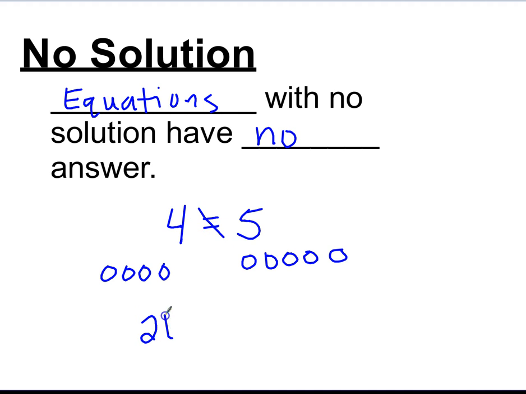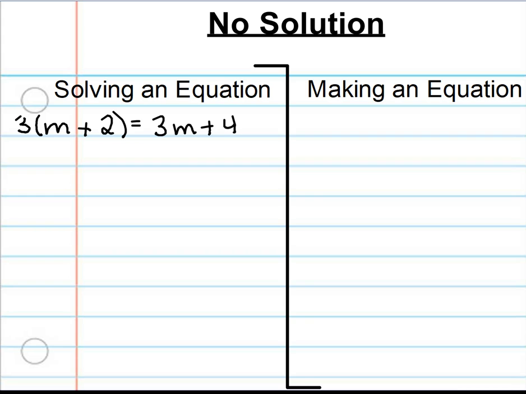Let's say we have 20 and 7. Not the same. If someone owes you $20 and they give you $7, you're going to be upset because you didn't get your full amount of money back. Alright, so again, not equal. That means when we're doing no solution, we want to start out with something that's not equal. Okay? That's when we're getting the making equation part. You start out with something that's not equal.